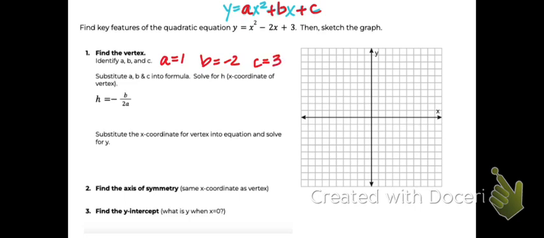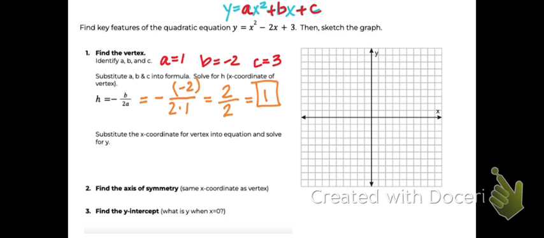Once we've identified the a, b, and c, we're going to use this formula here to identify the x-coordinate of the vertex. And so notice we just need to know what a and b are. So it's negative fraction. What goes in the top of our fraction is b, and that's negative 2. The bottom of our fraction is 2 times a, so 2 times 1. And then we simplify. Negative negative 2 is just 2, and 2 times 1 is 2. 2 divided by 2 is 1. So we know that the x-coordinate of our vertex is 1.